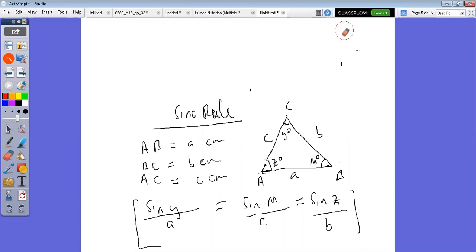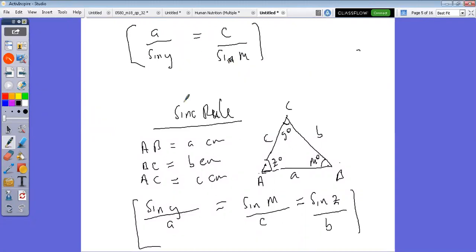So what I need to explain, which you need to get now. If you are starting by an angle like this and a side, and then you're saying equal to something, then you also have to start at an angle. If I had started with a side like this, to say A over sine Y is equal to C over sine M, is the same thing as this.